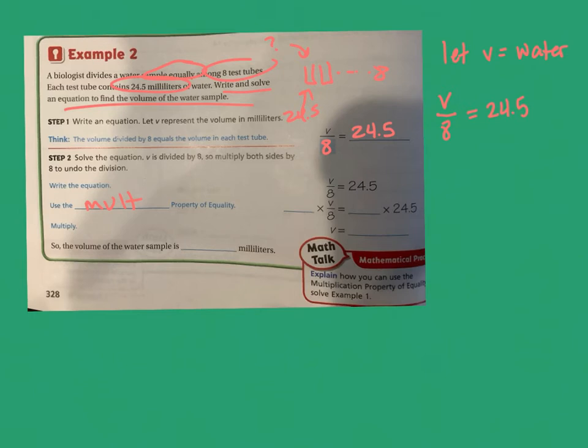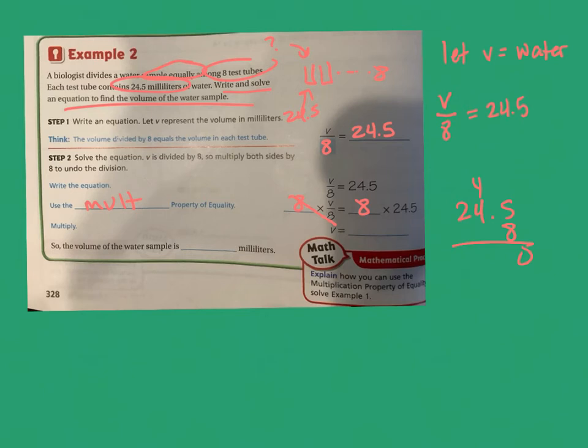So I'm going to undo divide by 8 by multiplying by 8, and I promise to do the same to both sides of the equation to keep it balanced, just like we've been doing in all the previous lessons for addition and subtraction and things like that. This 8 divided by 8 cancels out to be 1, leaving me with just 1V or just V. And then I just need to calculate 24.5 times 8.